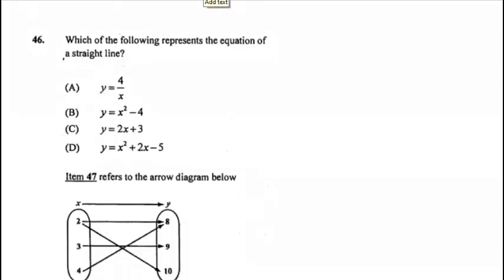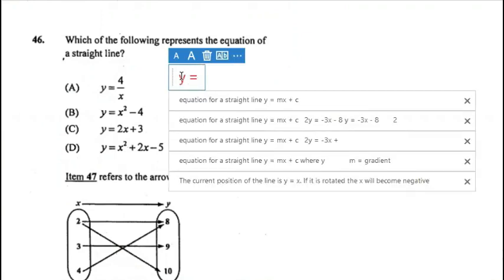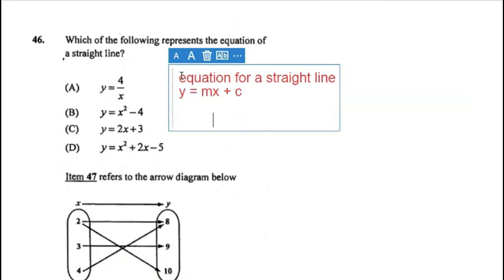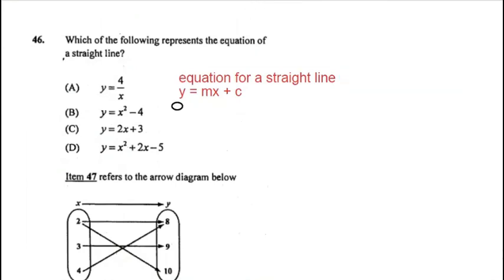So 46, which of the following represents the equation of a straight line? So remember, the equation of a straight line is y is equal to mx plus c, and the only answer that represents this equation is C, which is y is equal to 2x plus 3, where m is the gradient, and that is 2, and c is the y-intercept.